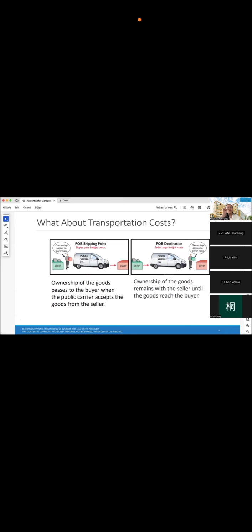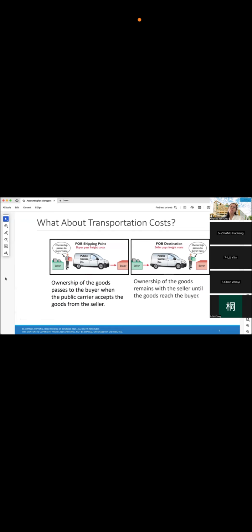Now, what about transportation costs, right? If you remember this figure, I said that there are two kinds of shipping cost policies that businesses would use. The first would be FOB shipping point, right? Shipping point meaning that the ownership passes on to the buyer from the shipping point, and therefore, if the buyer owns the goods from the shipping point, it means that the buyer is responsible for the freight or for the shipping cost to bring it to wherever it wants to sell the goods, right?